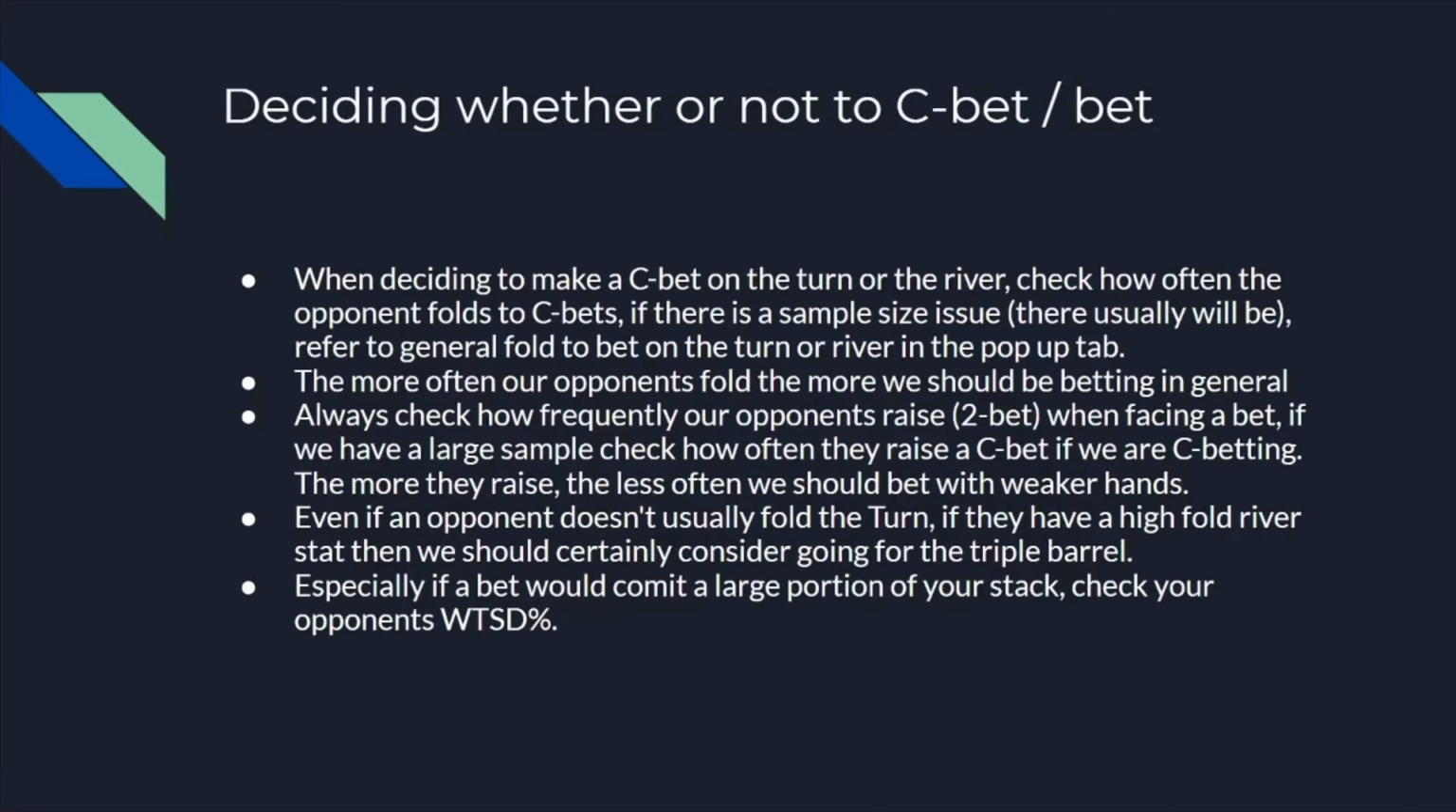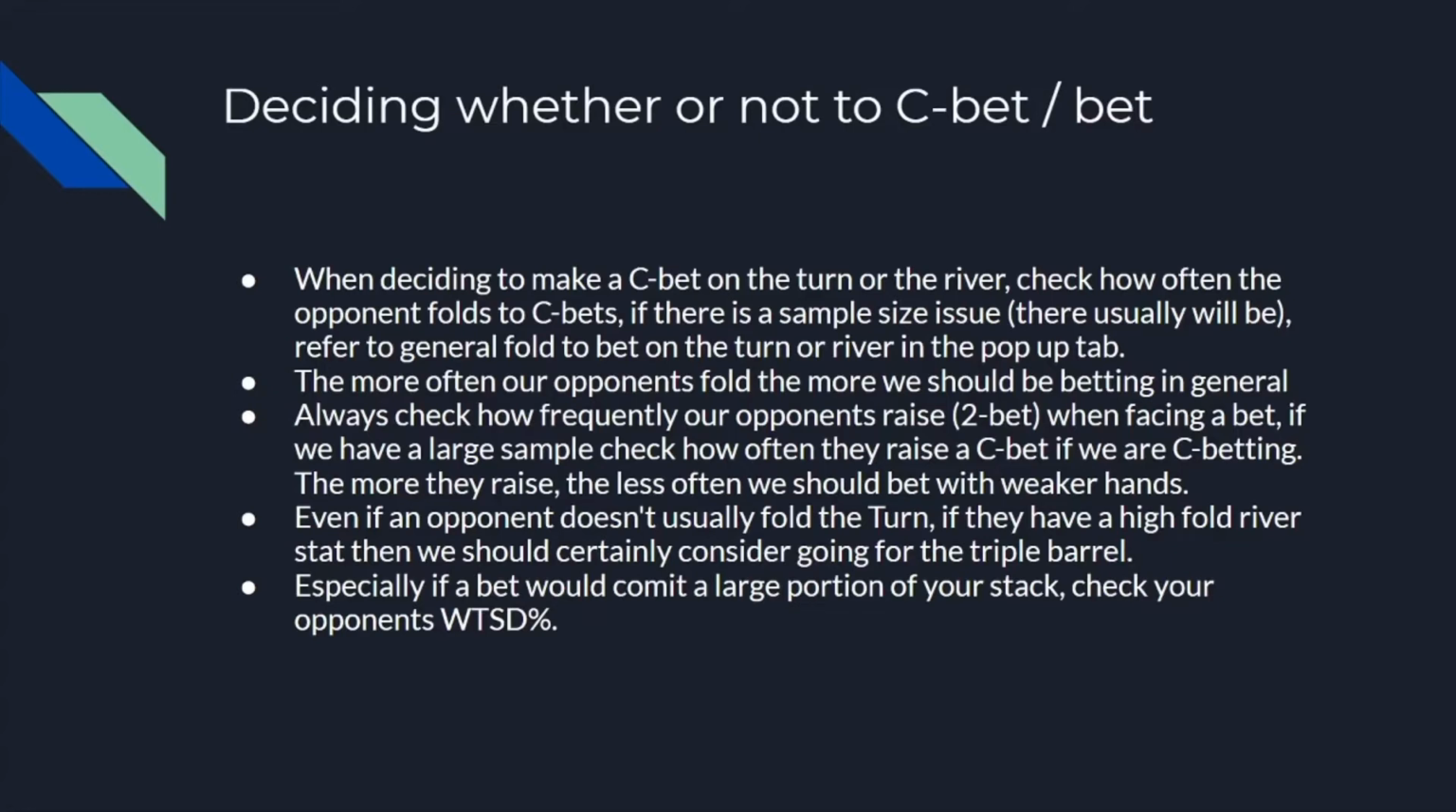The first category is deciding whether or not to c-bet or just make a plain old bet. When we're deciding to make a c-bet on the turn and river, it is important to see how often our opponent folds to a turn c-bet or a river c-bet. If there is a sample size issue, and more often than not there will be, we need to refer to how often they generally fold to a bet on the turn or river, which is something we can look up very quickly in the pop-up tab.